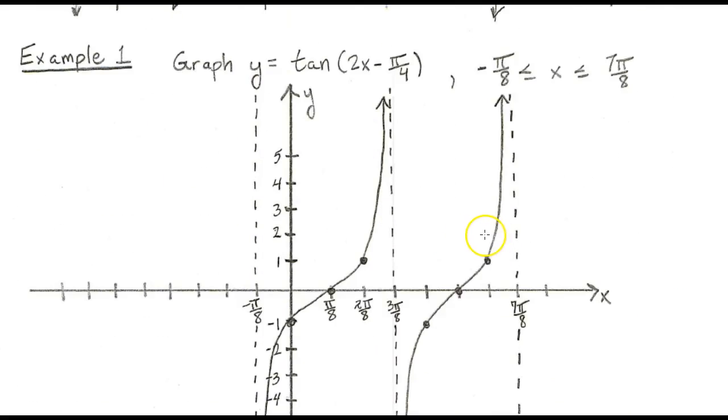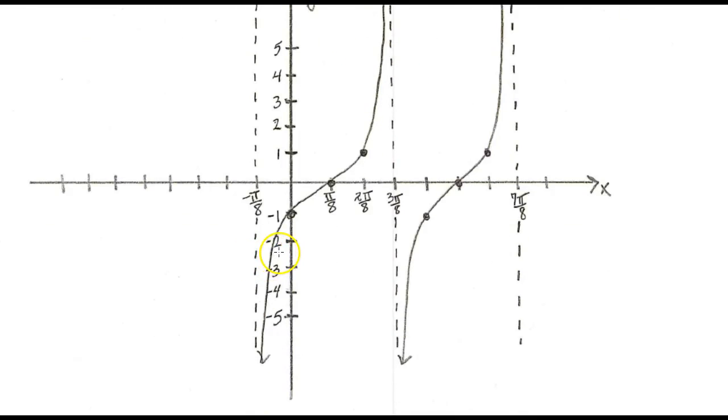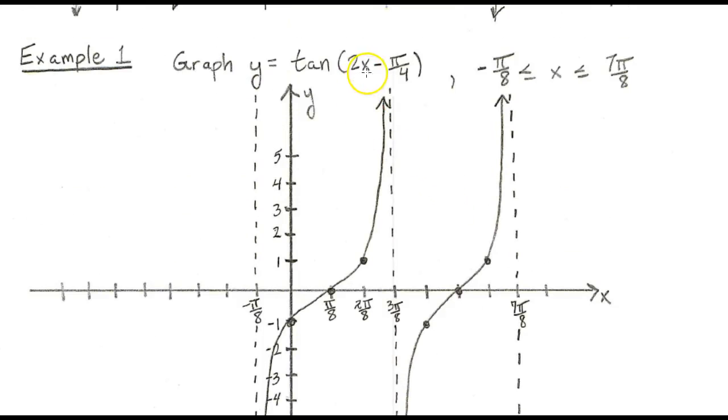So for example, let's say we want to graph y equals tangent of 2x minus pi over 4. So I have to set 2x minus pi over 4 equal to minus pi over 2, and when I do that, I get that my left asymptote is minus pi over 8. Then I set 2x minus pi over 4 equal to pi over 2, and I get my right asymptote is 3 pi over 8. Break that up into 4 intervals here.